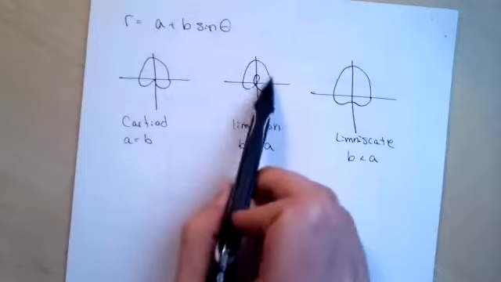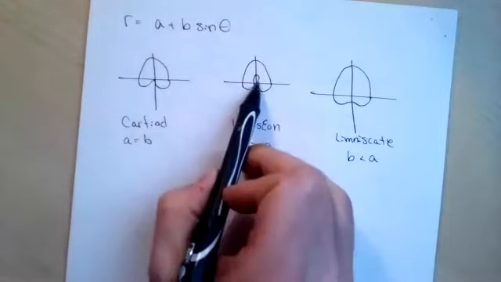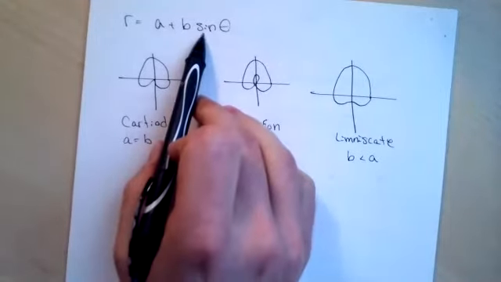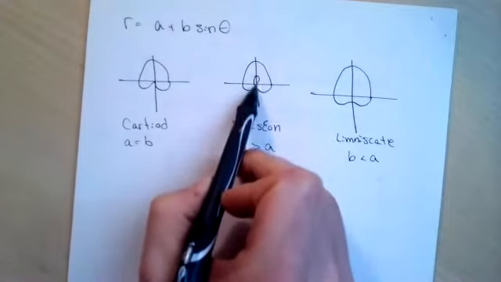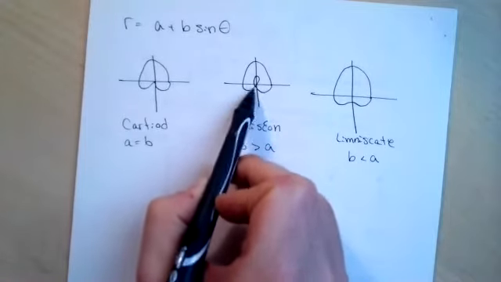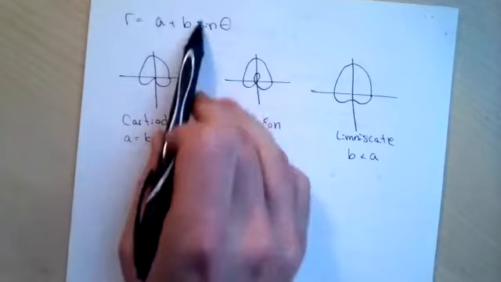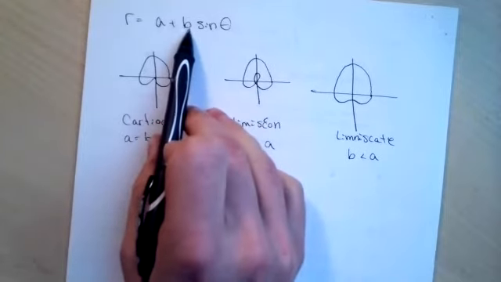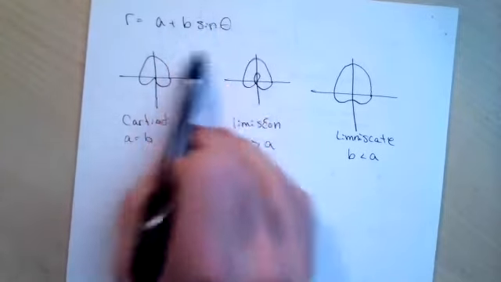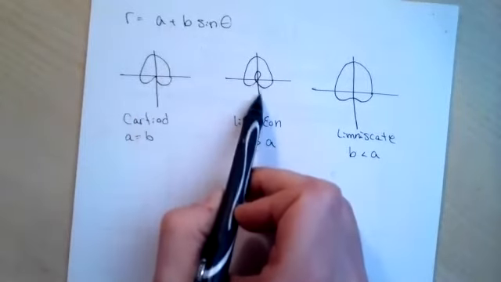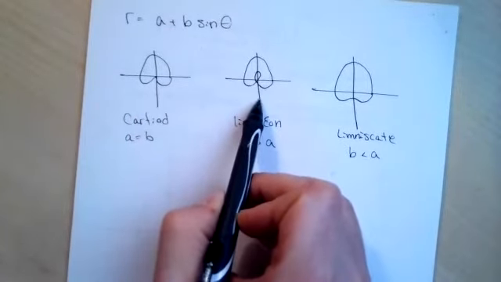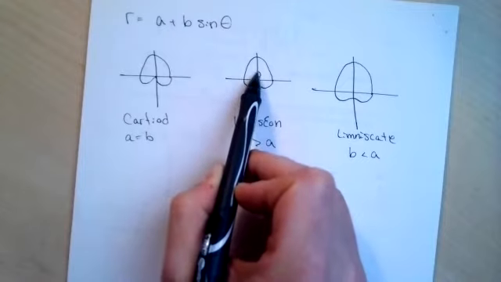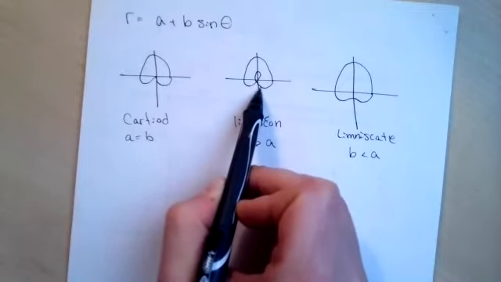Just to think about that, right? It's going to happen whenever sine ends up being negative. So if you think about what's going to happen at 3 pi over 2, so if we're pointing downward, sine will give us a negative value. And if this B value is bigger than A, the overall value of R will be negative. So if we're pointing downward and R is negative, we actually go upward here and we make this loop.